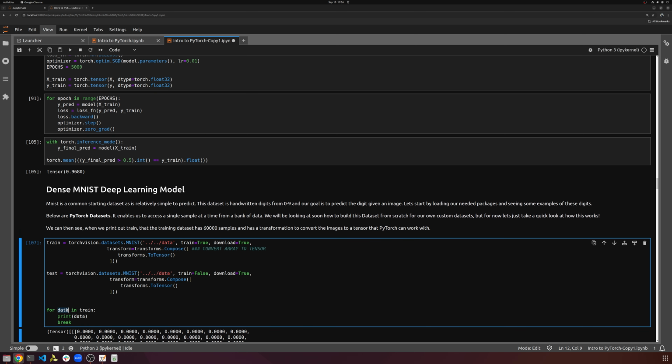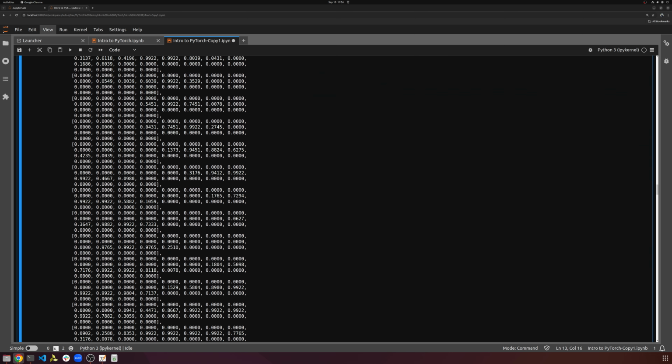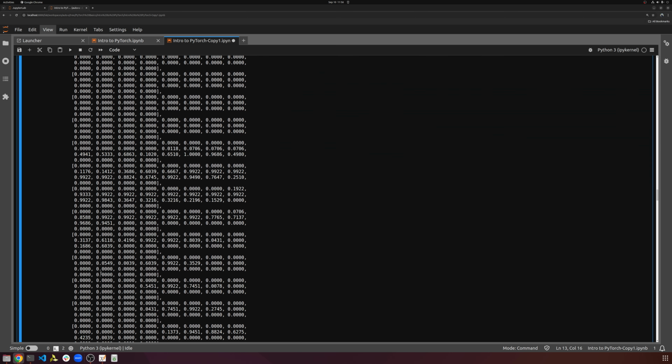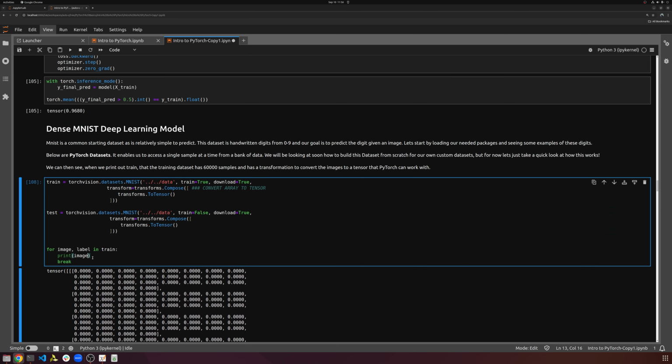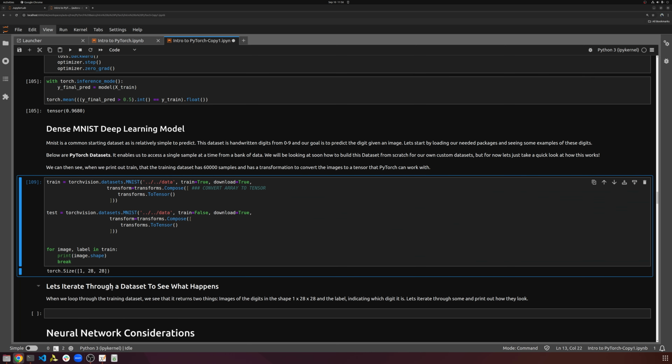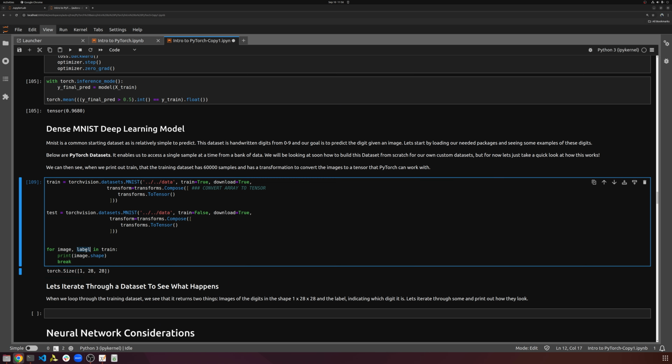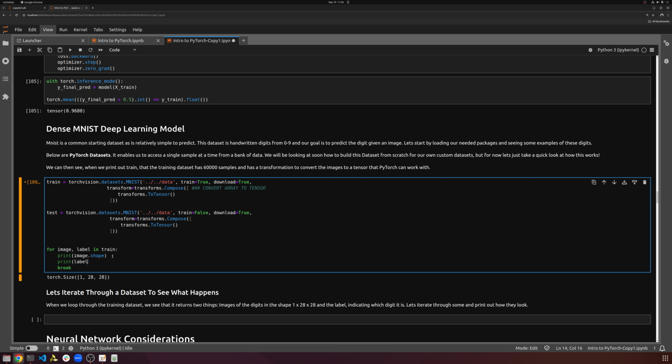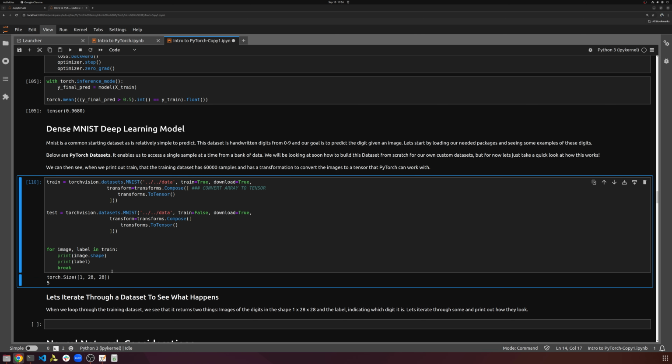So really what this is, for image, label in train, we can print the image, which is this stuff here. All this is my image data. And let's quickly take a look at the dot shape. This image is 1 channel by 28 by 28 pixels. Okay, cool. And the label is 5. So that gives us everything we need.